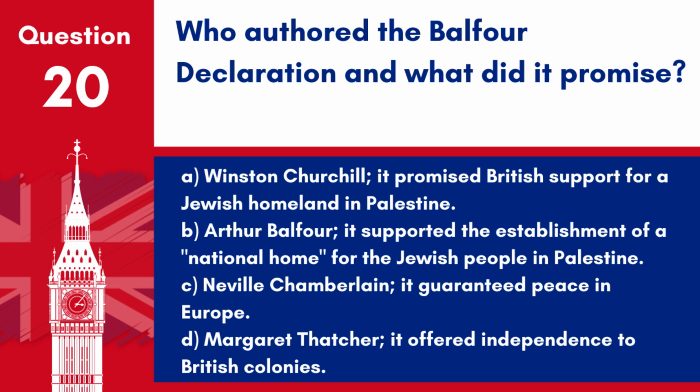Question 20. Who authored the Balfour Declaration and what did it promise? A. Winston Churchill. It promised British support for a Jewish homeland in Palestine. B. Arthur Balfour. It supported the establishment of a national home for the Jewish people in Palestine. C. Neville Chamberlain. It guaranteed peace in Europe. D. Margaret Thatcher. It offered independence to British colonies.